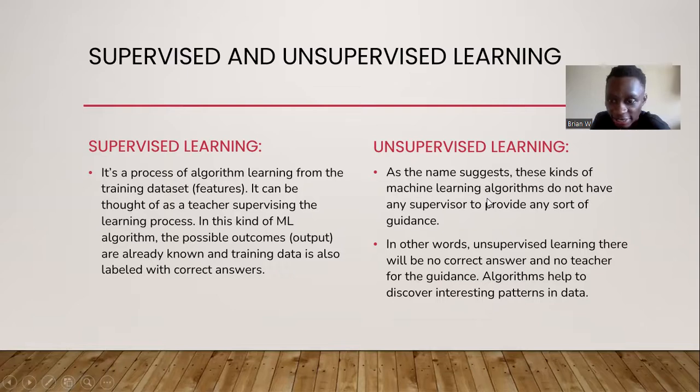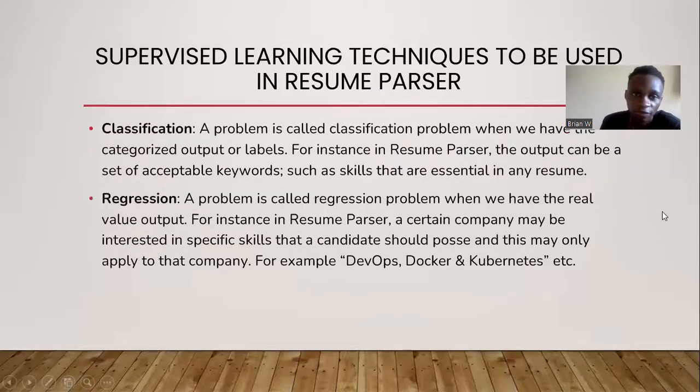So for unsupervised learning, we don't know either of the two. We may be knowing the input, but we don't know the output. These kinds of machine learning algorithms do not have any supervisor to provide any sort of guidance. In other words, in unsupervised learning, there will be no correct answer and no teacher for guidance. So this algorithm discovers the different patterns in the provided data by itself, then it identifies the different rules and makes decisions for itself.